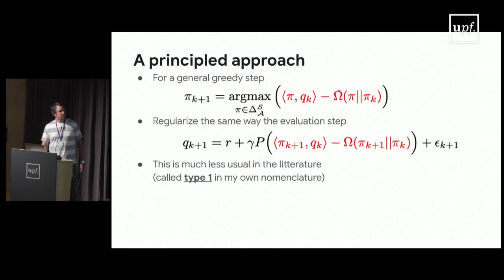Or you can remark that if you modify this one, and given that it was initially what was propagated in the Bellman operator, you can modify this one too. And you can regularize the evaluation step the same way. This is also often done in the literature. But I truly think this is the correct way to do things, at least from a theoretical viewpoint.